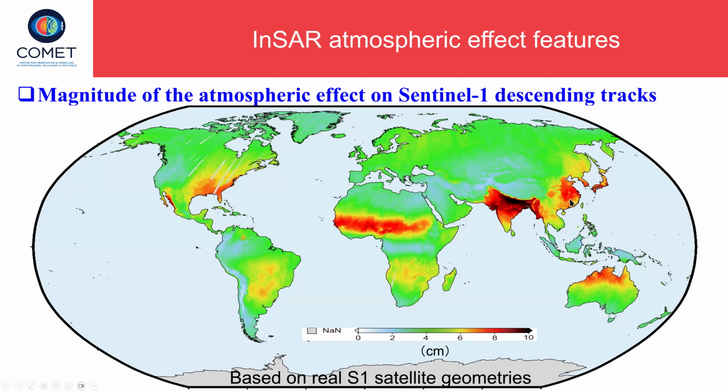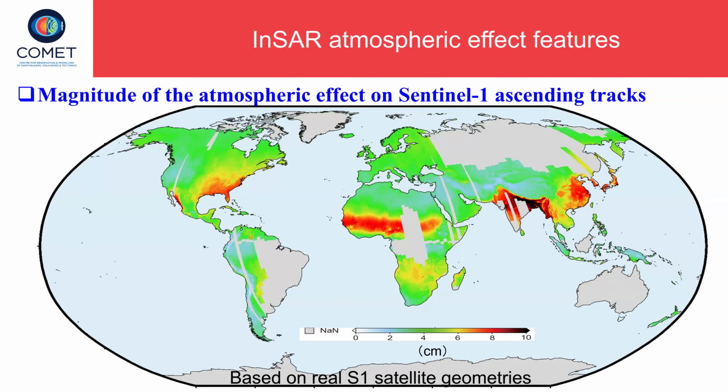In north Australia, south and southeast USA, India, and east China, these places can have much larger tropospheric effect than other areas. So this is the real magnitude of the atmospheric effect on Sentinel-1. This is for Sentinel-1 ascending tracks. We have poor coverage by ascending tracks. As you can see, the tropical areas always have larger tropospheric effect than other areas. You can refer to this map to check if you have very serious tropospheric effects on your interferogram, depending on its location.